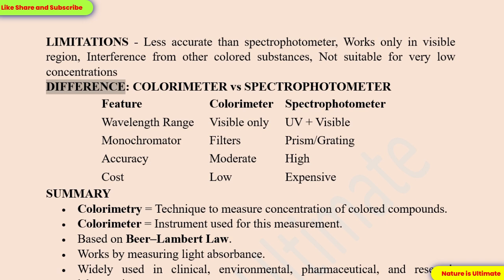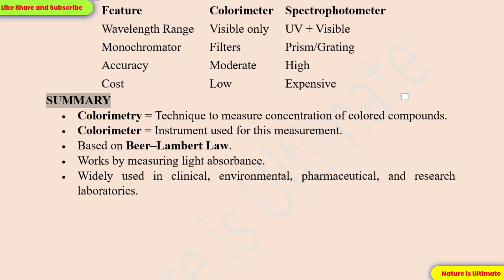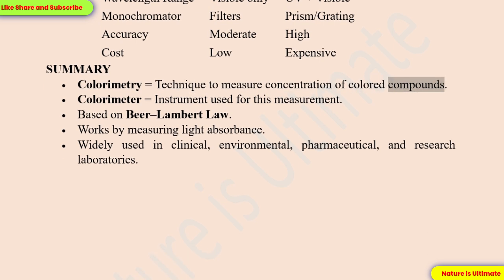concentrations. Difference: colorimeter vs spectrophotometer. Feature: colorimeter, spectrophotometer. Wavelength range: visible only, UV plus visible. Monochromator: filters, prism/grating. Accuracy: moderate, high. Cost: low, expensive. Summary: colorimetry equals technique to measure concentration of colored compounds.